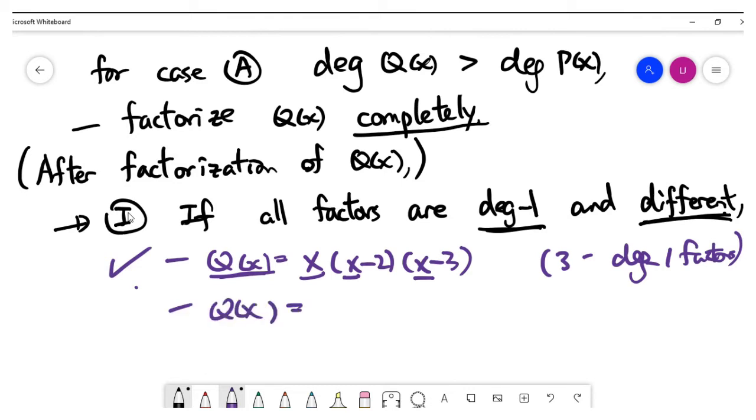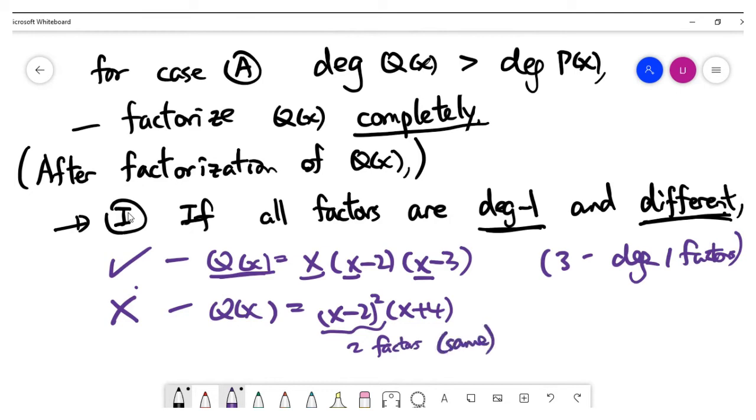And how about this case? If you have something like this one, you see, this one does not belong to category 1 because of the fact that you have two factors that are the same. They are the same, which is x minus 2 and x minus 2, they are the same thing, right? So it doesn't belong to our current case.